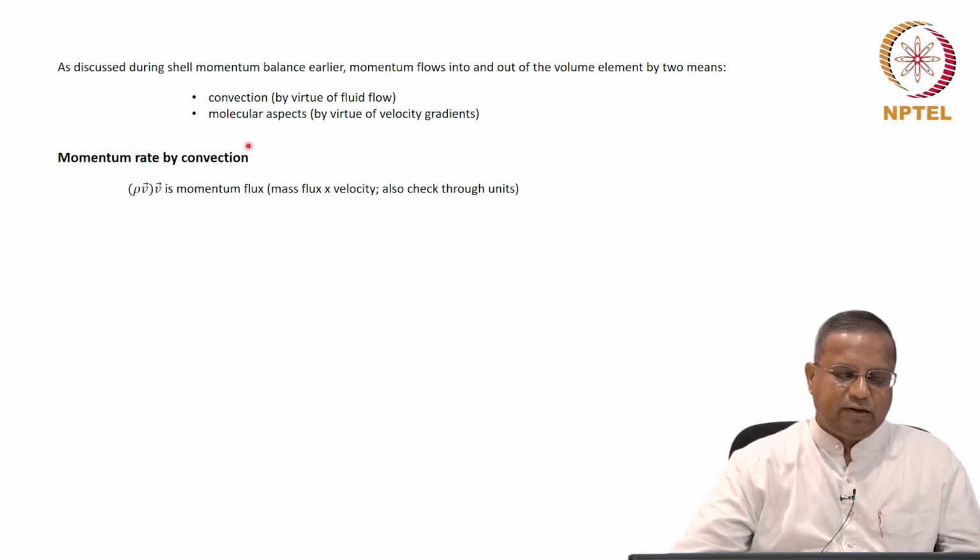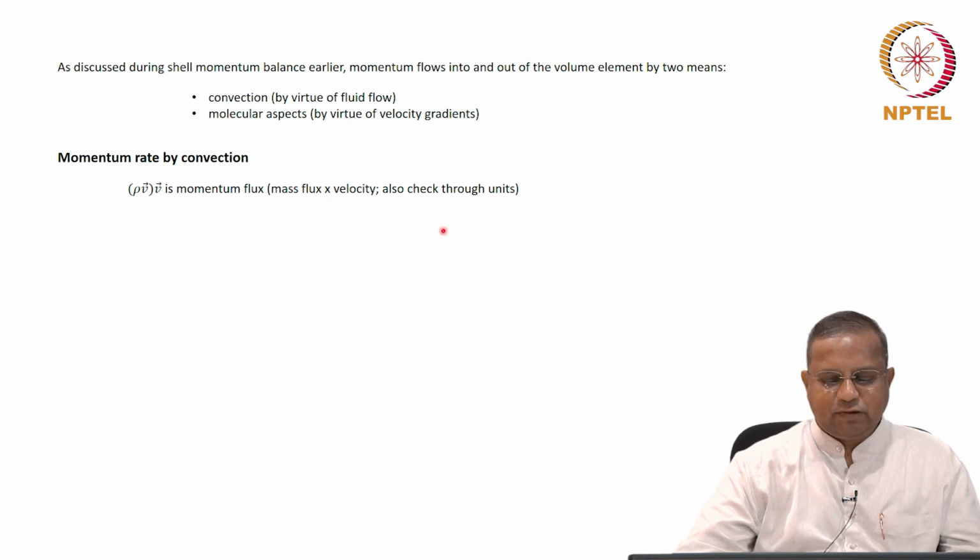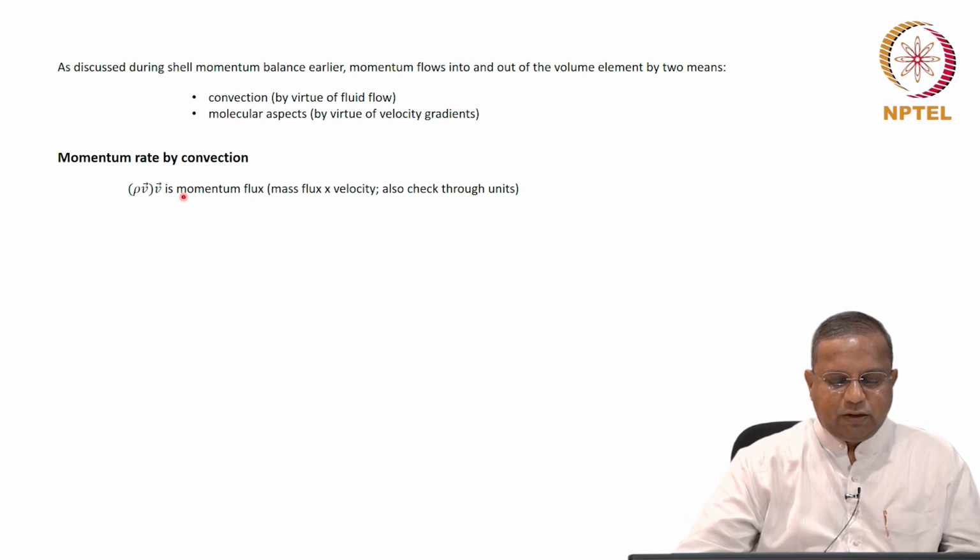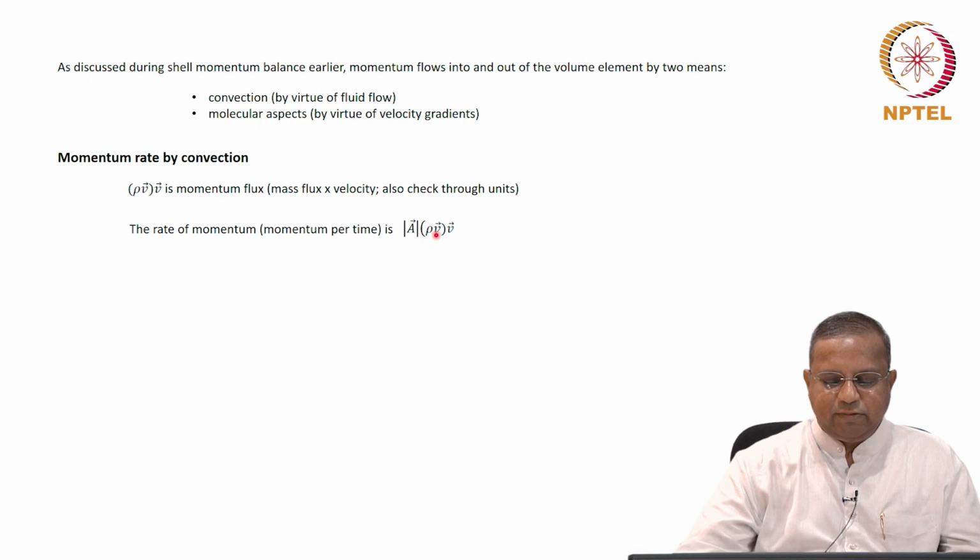We've already seen that rho v times v is the momentum flux. Mass flux into velocity becomes momentum flux. I've already shown you how that happens. You can go back and look at it. When we did shell balances, I spent some time on this term to show you how this becomes momentum flux, and you multiply it by the area, you get momentum rate. Let me very briefly recall just the units. The rate of momentum, or momentum per time, is area times rho v times v.